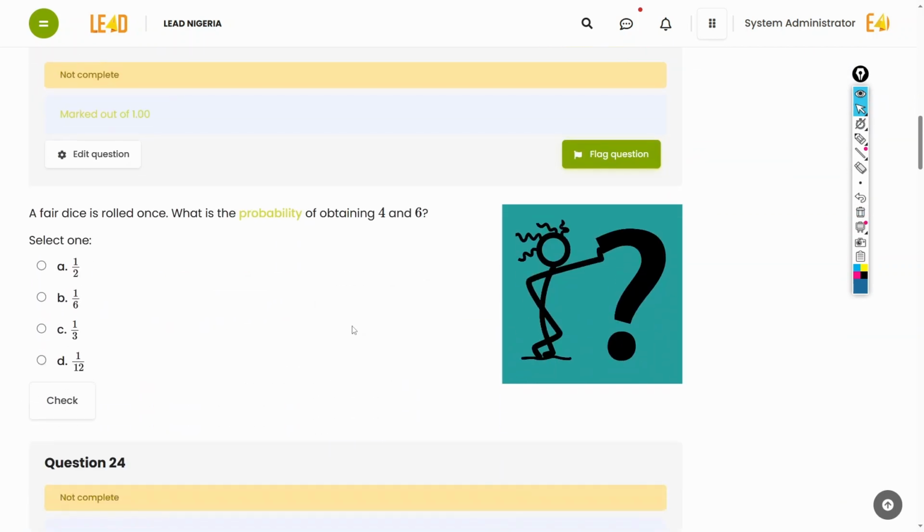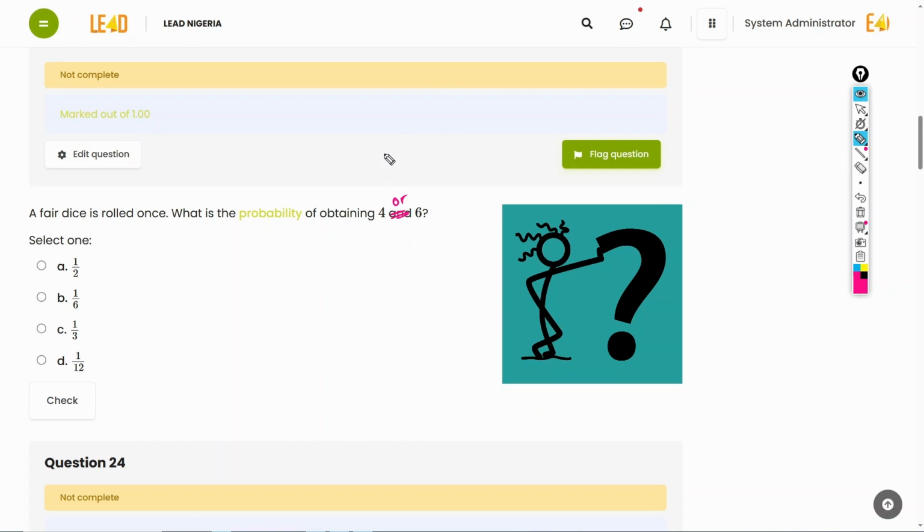If a fair die is rolled once, what's the probability of obtaining a 4 and a 6? Okay, so there has to be something wrong with this question. This should be "or," because if it's "and," then that means you have to have rolled it the first time and then the second time. So we have to change this here to "or." Okay, so obtaining a 4 or a 6.